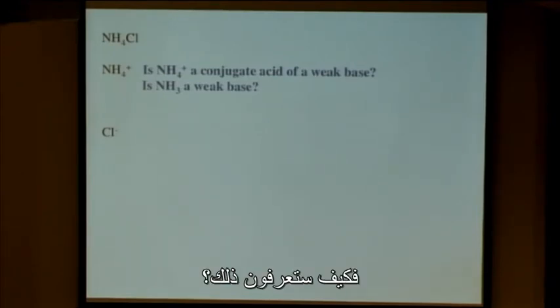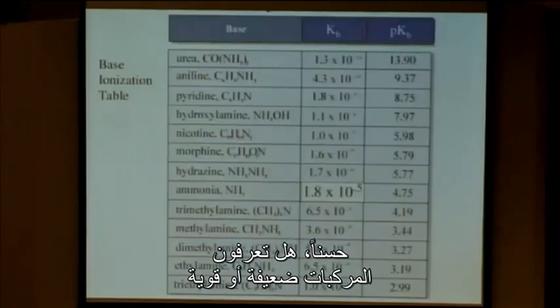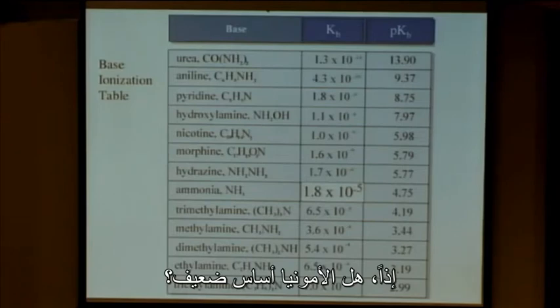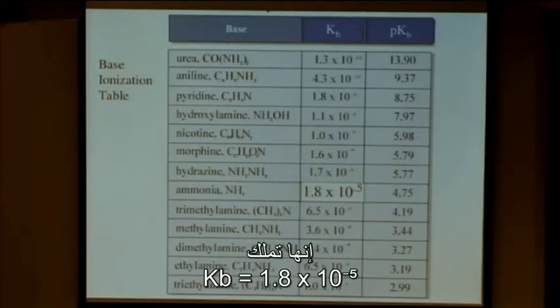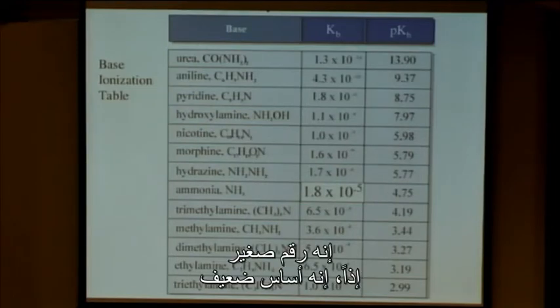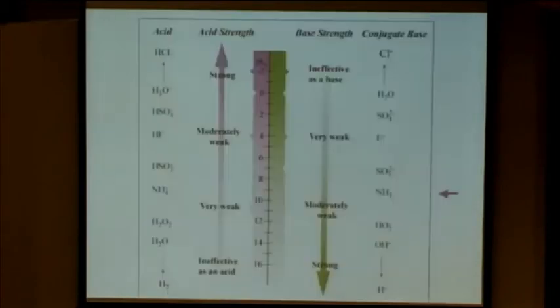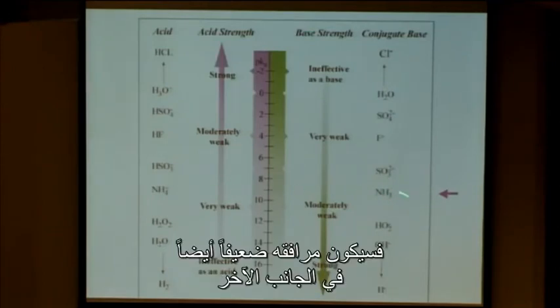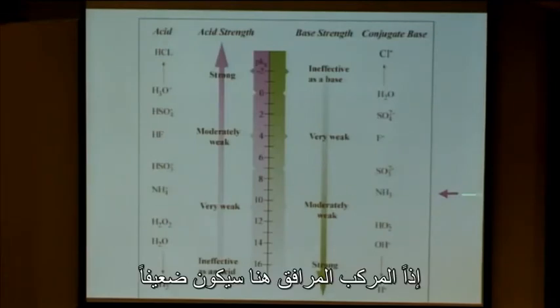So how do you know about this? Well, you know about things being weak or strong based on their Kas and their Kbs. So is ammonia a weak base? It has a Kb of 1.8 times 10 to the minus 5. So yeah, that's a small number. So that's a weak base. And so it's actually in this table. So if you have something that's weak over here, then its conjugate is also going to be weak over there. And so the conjugate over here is also going to be weak.